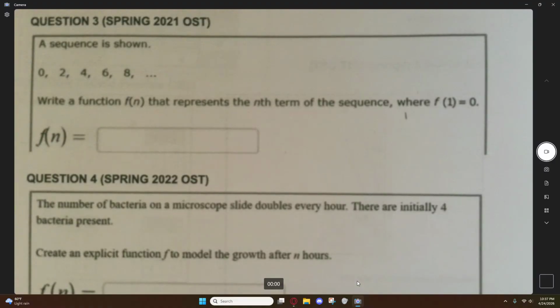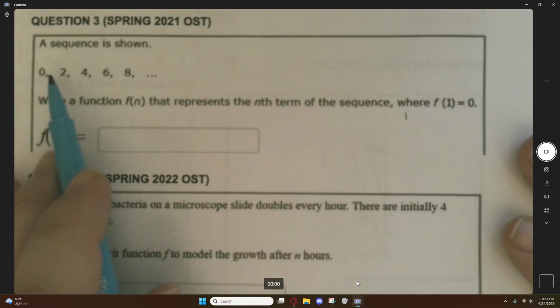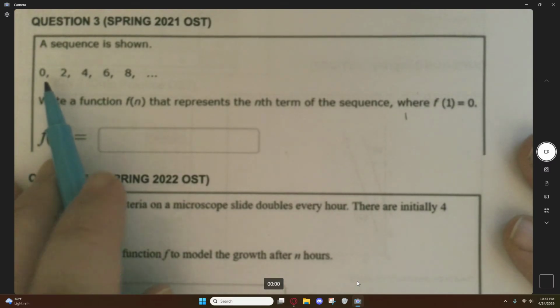Question 3. A sequence is shown: 0, 2, 4, 6, 8. Write a function that represents the nth term of the sequence where f of 1 equals 0. Let me give you a small hint. Any sequence that starts with 0 or includes 0 must be arithmetic.